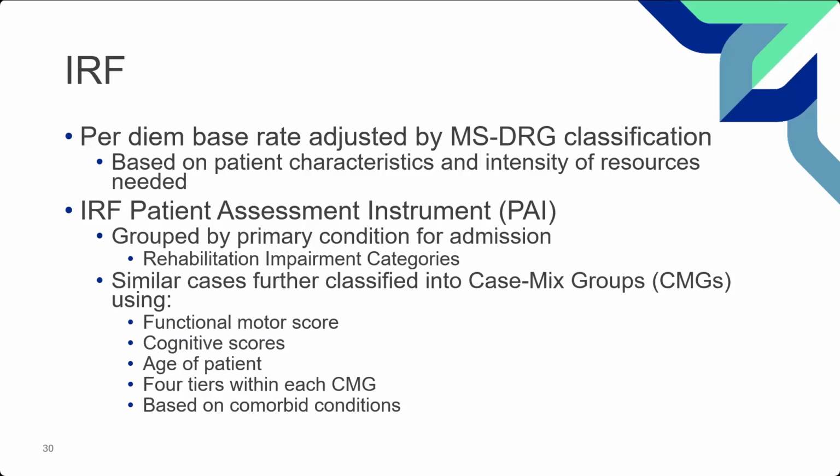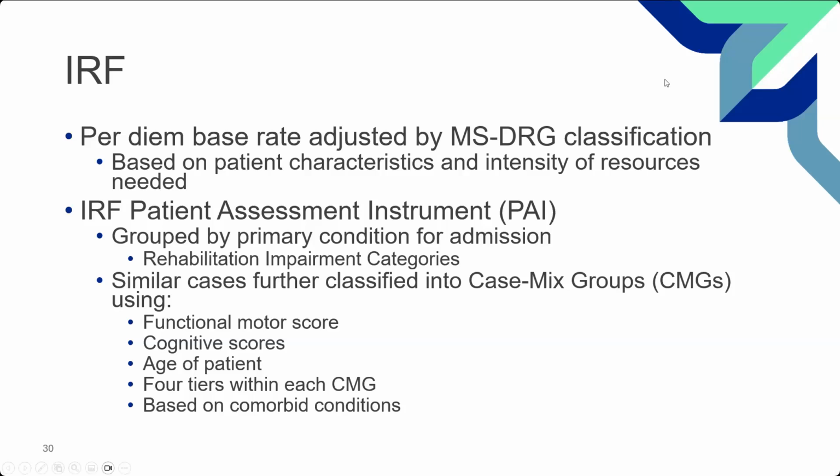that patient at admission. We look at the case mix groups, and these look at functional motor scores, cognitive scores, age of patient. There's 4 tiers within each case mix group. So it's not just one case mix group, there's a variety of tiers. And then it also looks again at those comorbidities. So when we look at the inpatient rehab facility, what you really have to look at for payment underneath this one is why they're needed in that type of a facility. And then what are the adjustments that could happen?